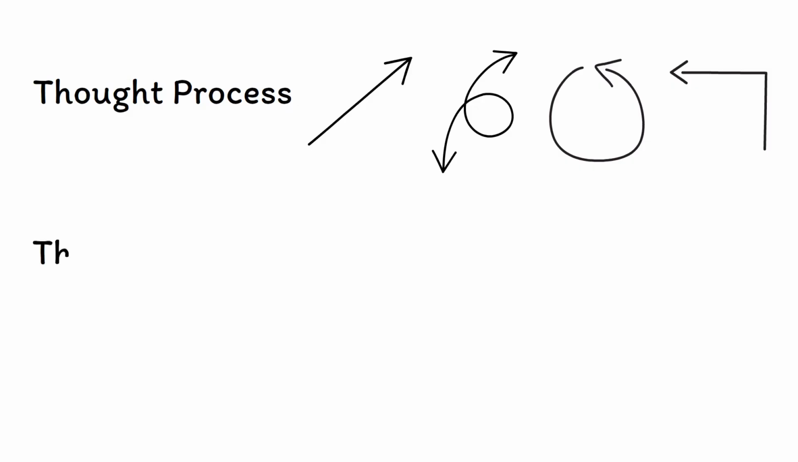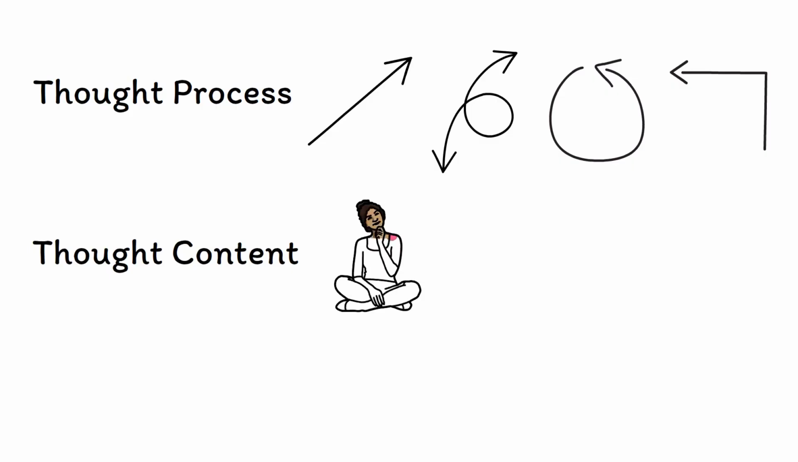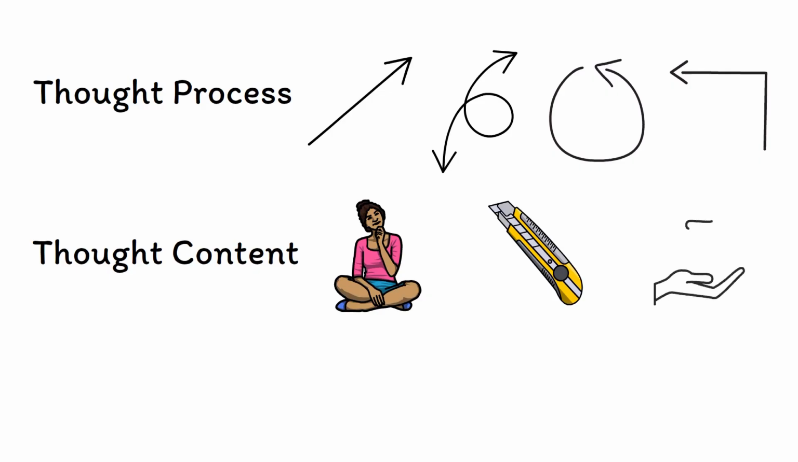In contrast to thought process, thought content involves the specific ideas and beliefs that a patient has in mind. Specific areas of thought content which are relevant to psychiatry include suicidal ideation, homicidal ideation, preoccupations, and delusions. Given that none of us have the ability to read minds, thought content can only be assessed by asking the patient directly.